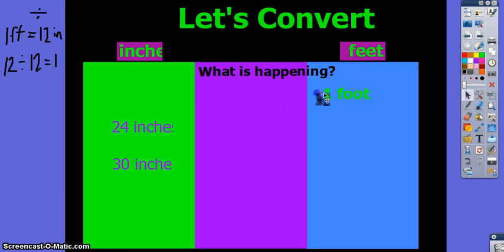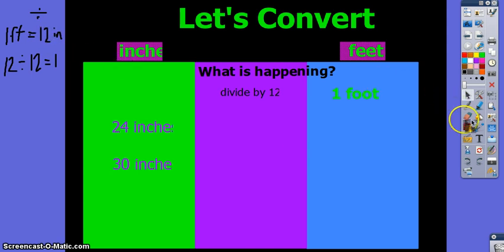Okay, so move this over, 1 foot. Okay, well, what did we do? We divided by 12. So look at the next problem. What if I had 24 inches and I want to know how many feet that is?